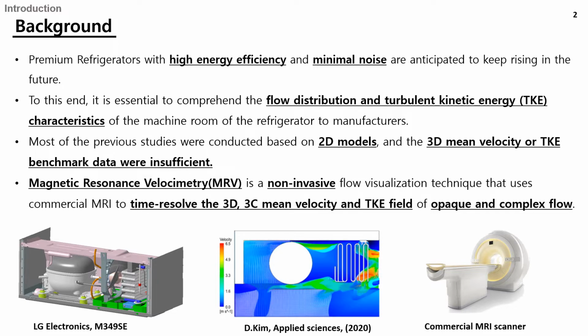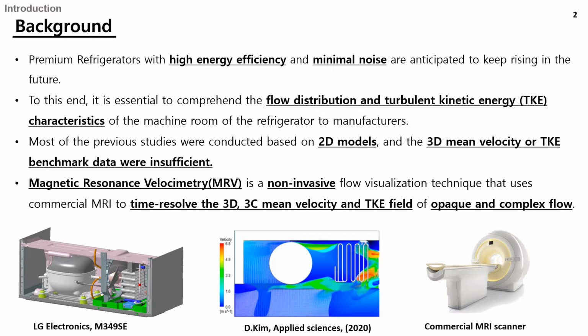A growing number of customers prefer a refrigerator with high energy efficiency and low noise. At this time, it's important for engineers to understand the internal flow distribution and key characteristics when designing a refrigerator machine room. As you can see in this picture, there are many 2D model-based experiments or CFD studies, but 3D-based mean velocity and TKE benchmark data are insufficient.